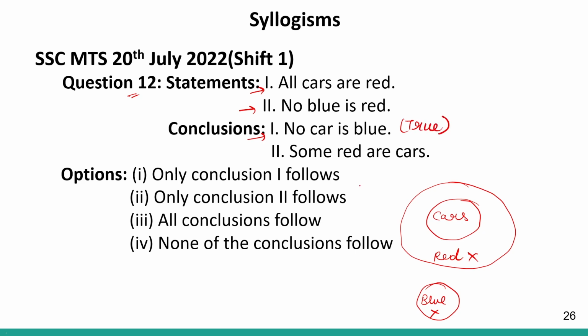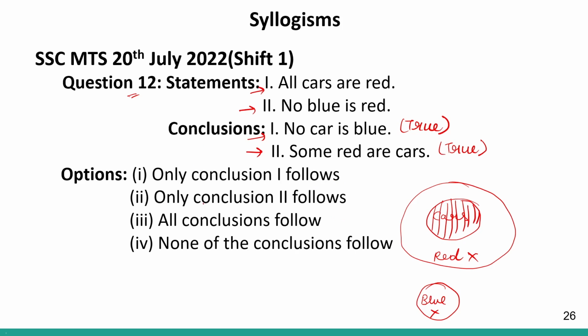Correct? Now, conclusion number 2 says some red are cars. So definitely this is red and this portion of red is cars. So some portion of red is definitely cars. Therefore, this will be true conclusion. So both my conclusions are true.